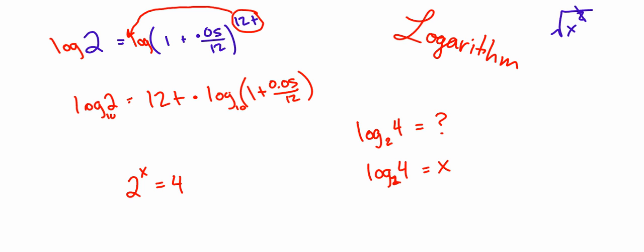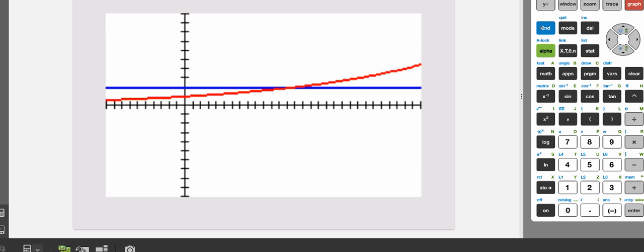And so something that I always say is that a log is an exponent. The answer to a log is an exponent. It tells us the exponent. It answers the question, what do I have to raise 2 to get 4? And we know that the answer is 2. Log base 2 of 4 equals 2. And that's a good way you could remember it.